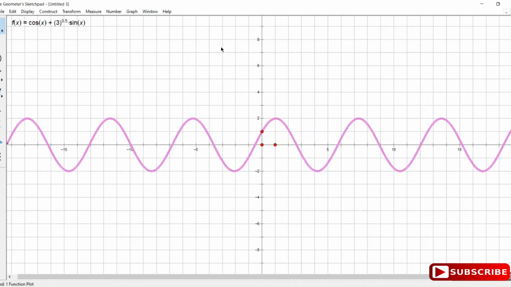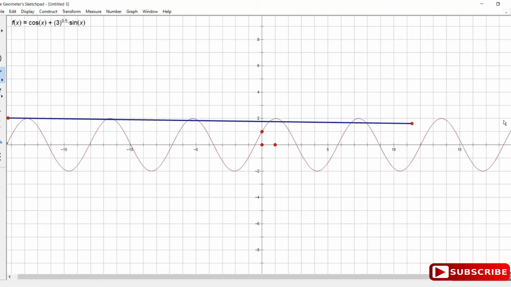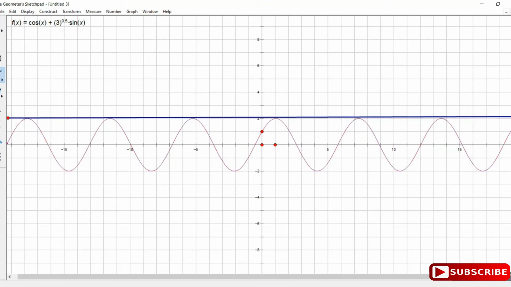Here's the graph. As we can clearly see, the maximum values are these y values. If I were to draw a line across, these are all the maximum y values. So clearly we can see that the maximum y value is 2, and we're concentrating between 0 and 2 pi.